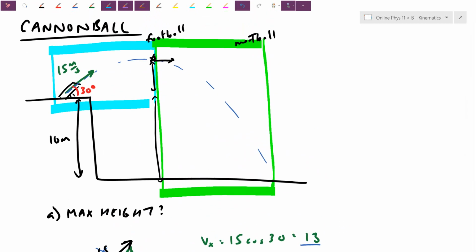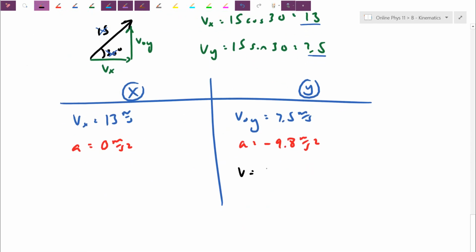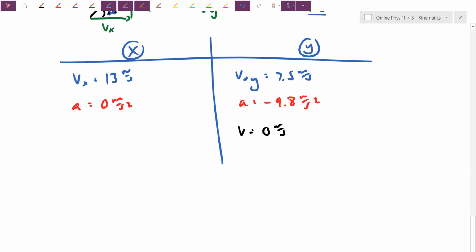In terms of the vertical here, this object is going to start climbing all the way to the top until it hits the peak. The peak in the y direction is not going up or down. The final y velocity is actually going to be 0 meters per second. So I actually have that information. We know more things about the y, so let's just calculate it from there.